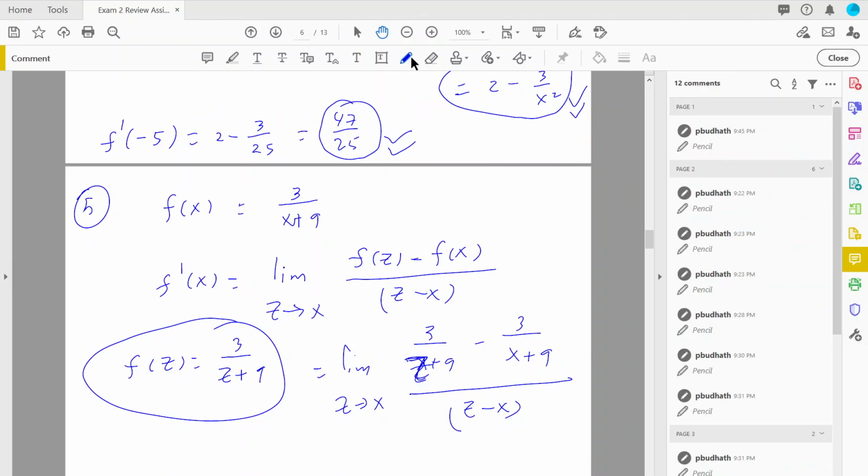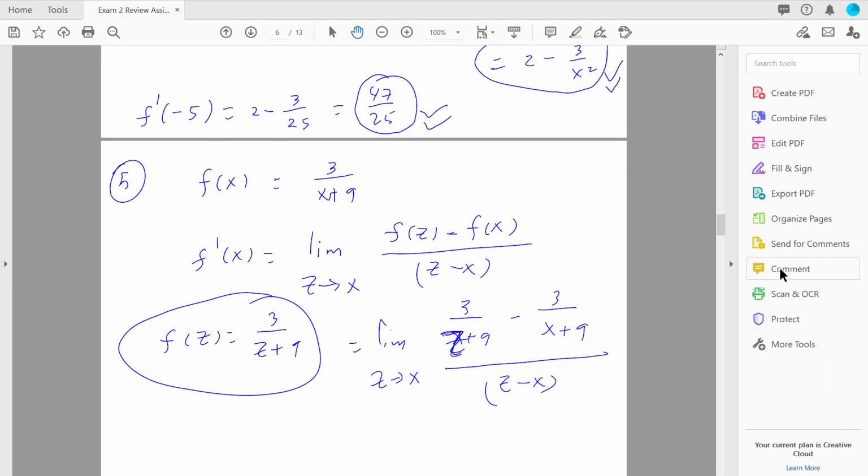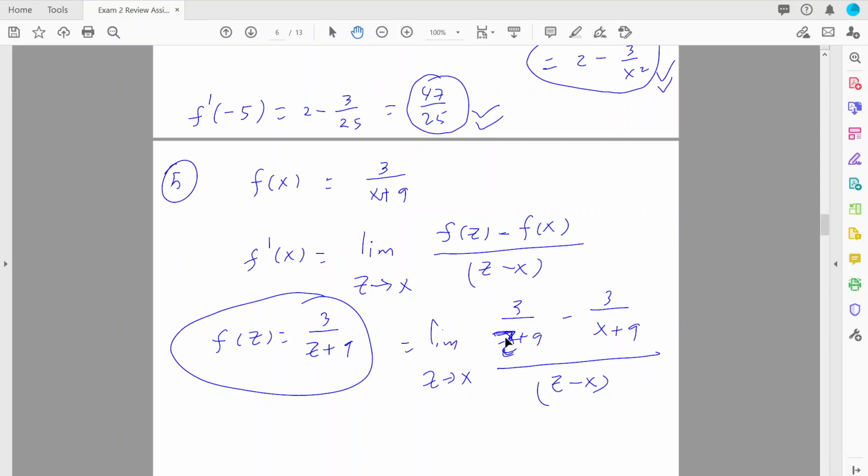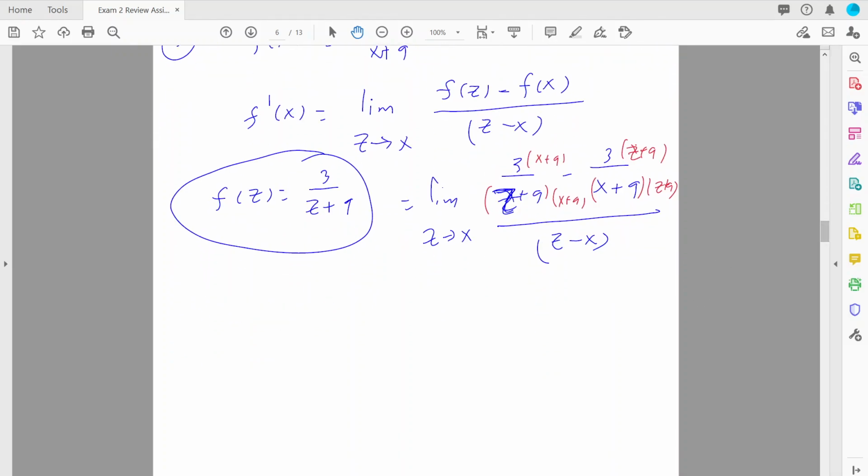Let me just change the color here. So now you just have to simplify the top part. You can see that there is a z plus 9 for the first denominator, and there is x plus 9 for the second denominator. To simplify this, you have to make the same denominator, which is the LCD. So you have to multiply the first term by x plus 9 on the top and on the bottom, and for the second term, you have to multiply by z plus 9. In that way, you will have the same LCD. By doing that, on the top part you will have 3 times x plus 9 minus 3 times z plus 9, and for the denominator, that will be z plus 9 times x plus 9.